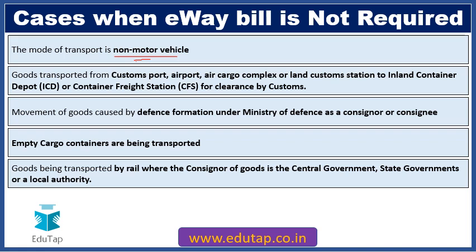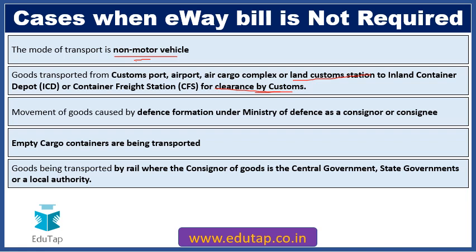And if you are moving goods from the customs port, airport, air cargo complex or the land customs station, basically if you are moving goods from the premises of the customs house to an inland container depot or the container freight station for clearance by the customs. So basically, sometimes what happens is, suppose the goods have arrived at the Mumbai seaport, and to supplement those seaports, some inland customs houses have also been created.